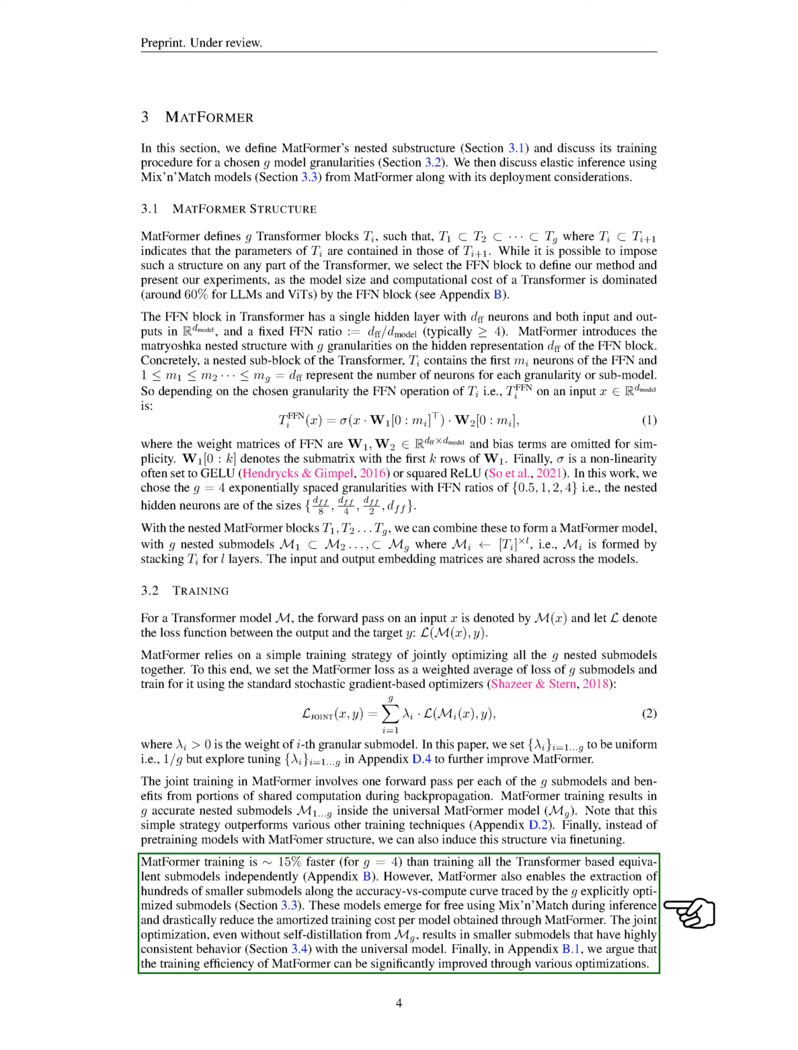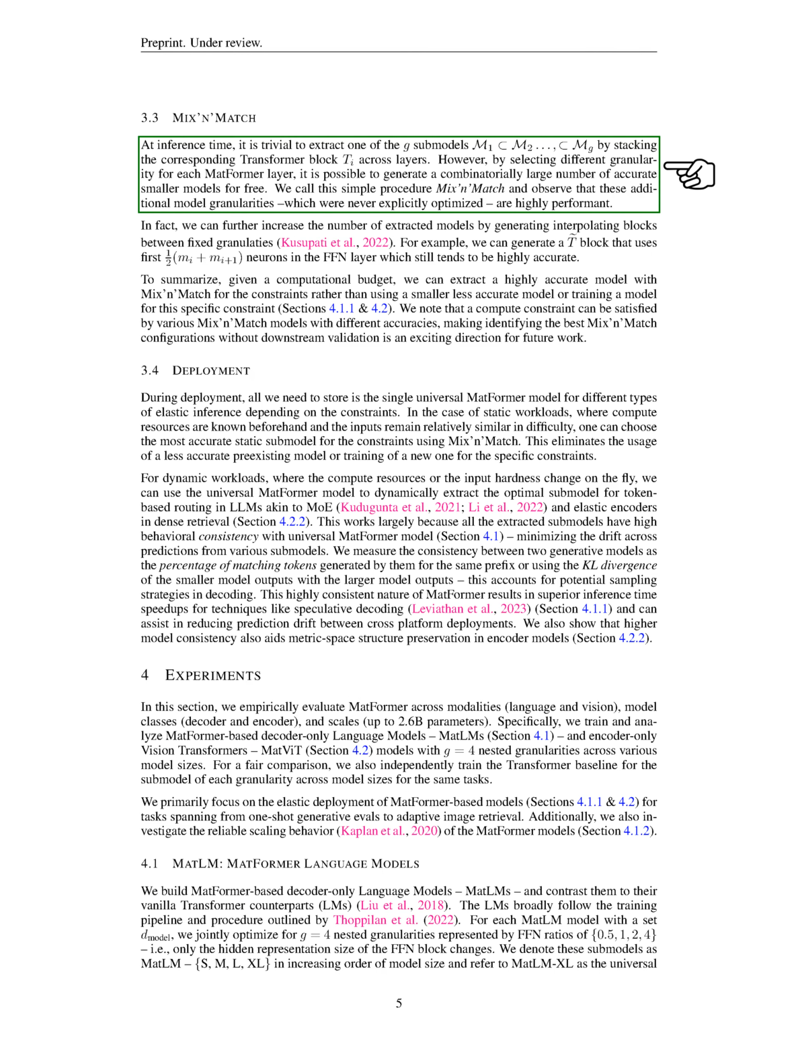Moreover, MatFormer allows us to extract hundreds of smaller submodels along the accuracy vs compute curve traced by the G explicitly optimized submodels. These models emerge for free during inference and significantly reduce the training cost per model. At inference time, it's easy to extract one of the G submodels by stacking the corresponding transformer block across layers. However, by selecting different granularity for each MatFormer layer, we can generate a large number of accurate smaller models for free. We call this process mix and match.